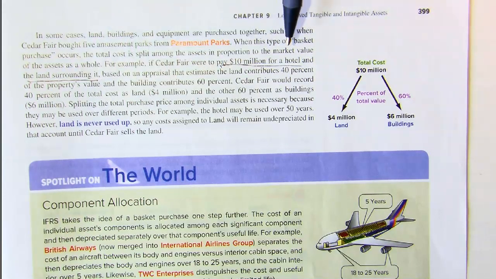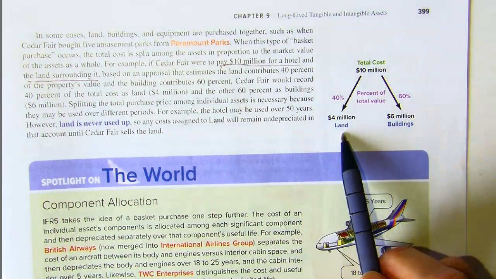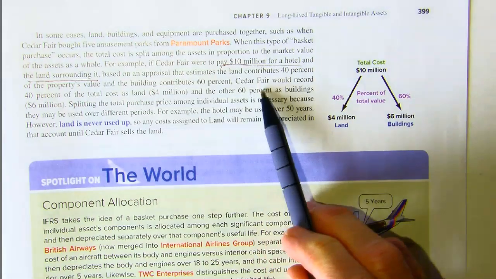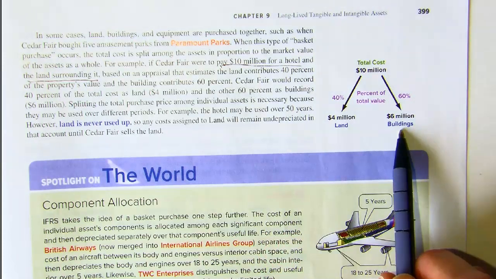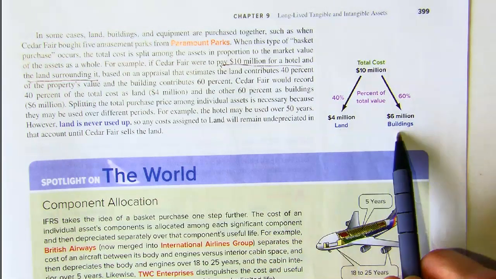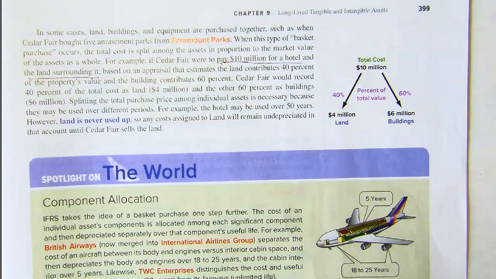So Cedar Fair would record 40% of the total cost to the land, or $4 million, and 60% they would record, or $6 million, to the cost of the building. So you would debit land $4 million, debit building $6 million, and then credit either a liability or cash for the $10 million. So that ends our mini lecture for the beginning of Chapter 9.